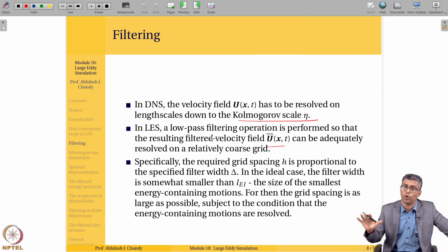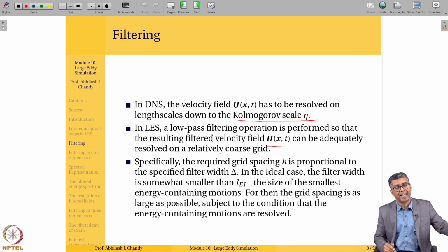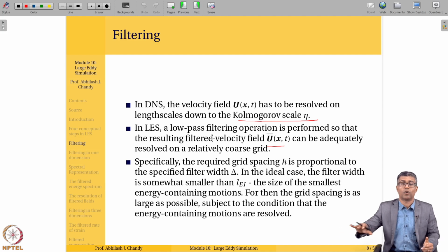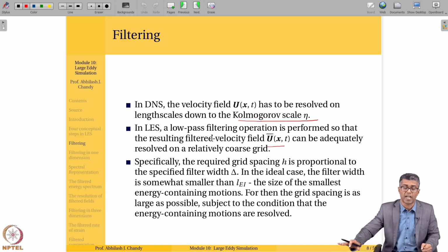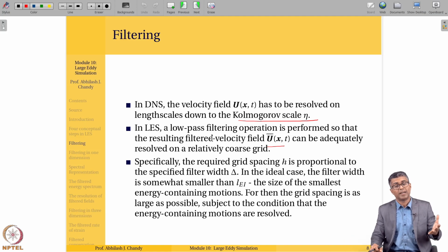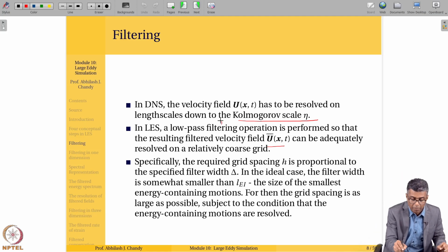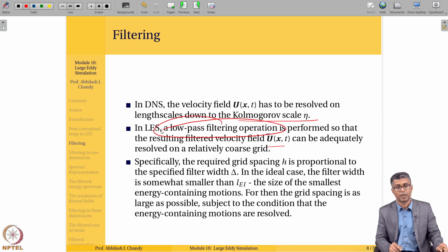Because we are using a coarser grid, essentially we are doing a low pass filtering operation. Meaning what? We are letting all the low frequencies, the large scales, go through, isn't it? We are filtering out all the high frequencies or the small scales, whereas we are letting through the large scales or the low frequencies. That is what we mean by low pass filtering operation. Now, how is this low pass filtering operation achieved? Essentially by using a coarse grid.